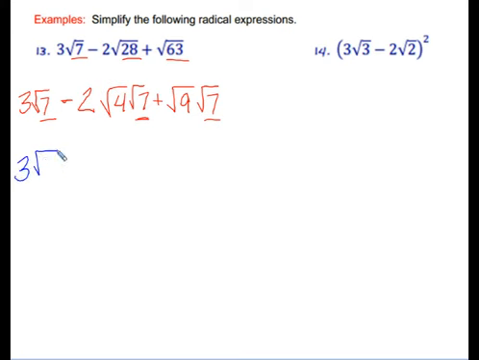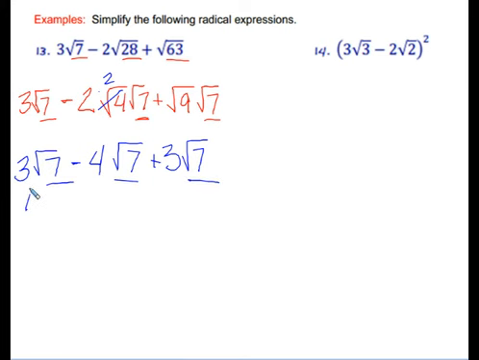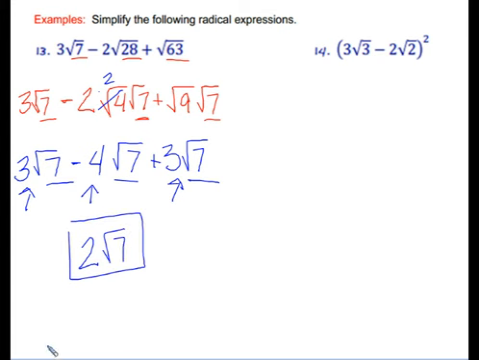So we have the 3 square root of 7. The square root of 4 is 2. And if I'm going to multiply that by this negative 2 in front of it, I get negative 4 square roots of 7. Plus the square root of 9, which is 3, and I still have the square root of 7. So now notice how all of these are like terms, they are like radicals. I can add the numbers out front. So we have 3 minus 4, which is negative 1, and if I add 3, I get 2 square roots of 7. All right, so there's number 13.